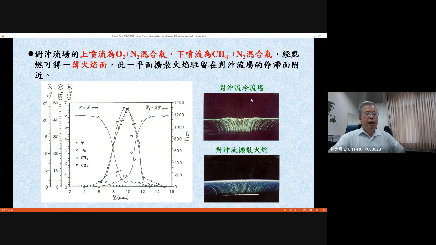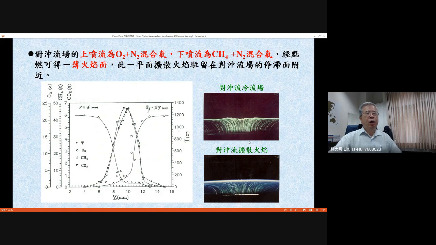So in this case, if you inject the oxygen mixed with nitrogen from the upper burner and inject the mixture of methane with nitrogen from the lower burner, these two jets will impinge together, and then they will produce the opposed jet flow. And for this opposed jet flow, you can see the flow structure in these pictures. Okay, this is a cold flow picture.